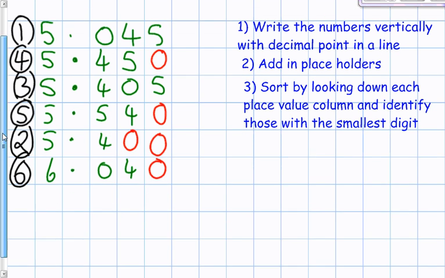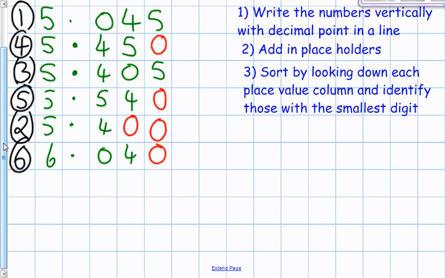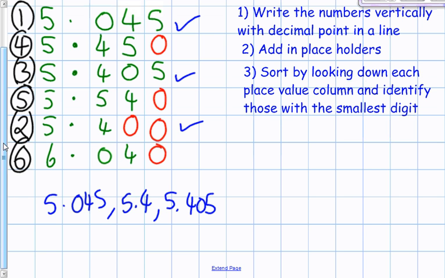If we go back now, we can look at our ordered list, and we can write them out neatly in a row now. So 5.045 was our smallest. Our second smallest is 5.4. Our next smallest was 5.405. Notice how I'm ticking as I'm going along. Our next smallest is 5.45, and that I'm writing them as they originally were, missing out the placeholders.